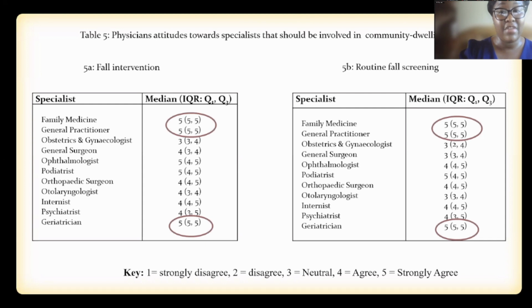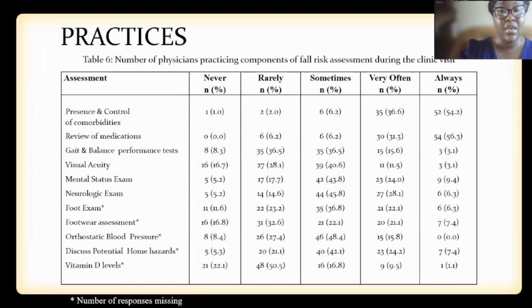Represented by the number 5, participants mainly strongly agreed that family medicine physicians, general practitioners, and geriatricians should be involved in both fall intervention and routine screening. The frequency by which physicians performed specific components of the fall assessment was reported.